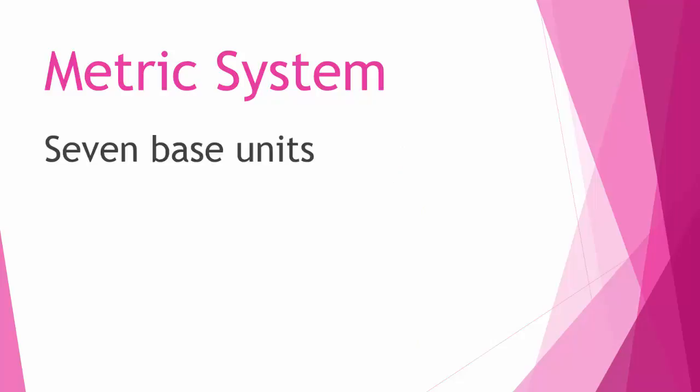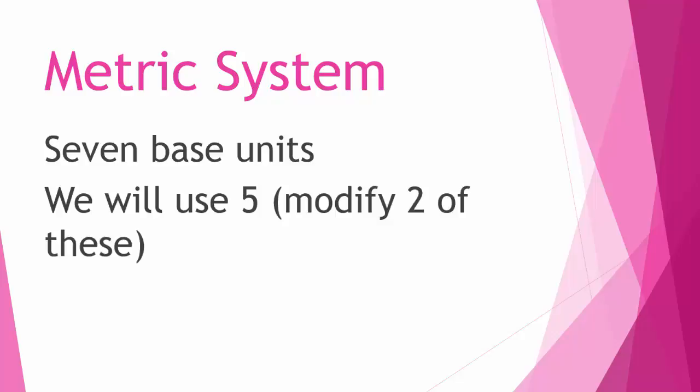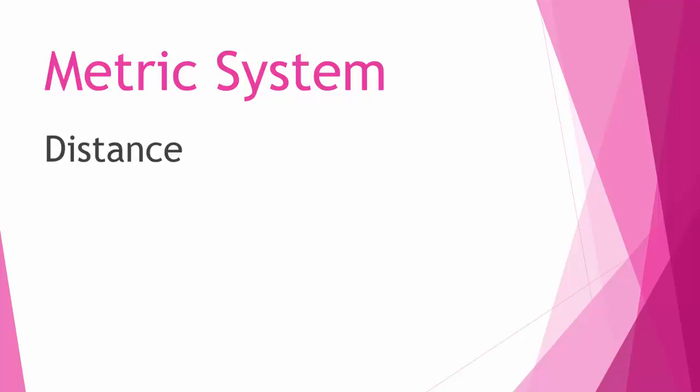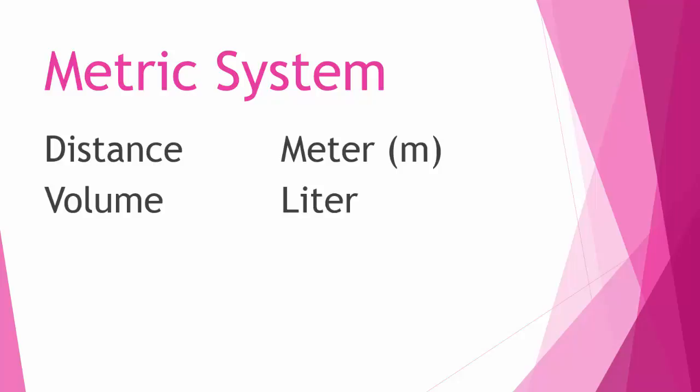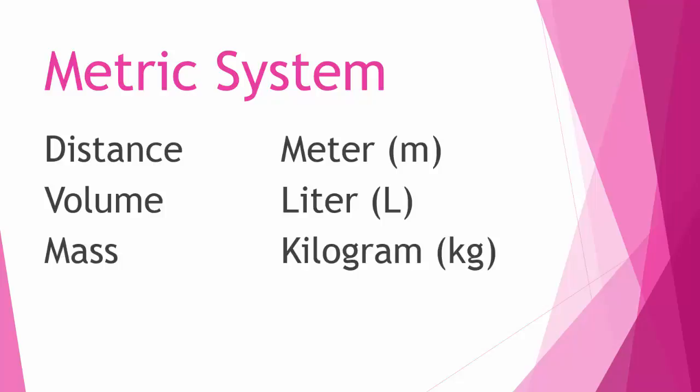There are 7 base units in the metric system. We're only going to use 5, and out of those 5, we're actually going to modify 2 of them. You know these units. Well, you know 4 out of the 5. For distance, the base unit is the meter, and it is abbreviated small m, and a meter is just a little bit bigger than a yard. For volume, it's the liter. This is its abbreviation, and a liter is just about a quart. Mass is the kilogram, which has this abbreviation, and it's 2.2 pounds equals 1 kilogram.